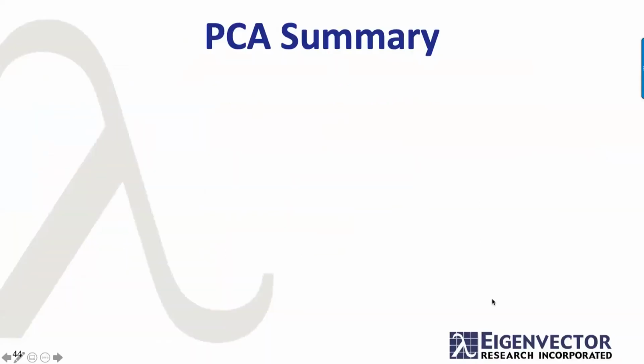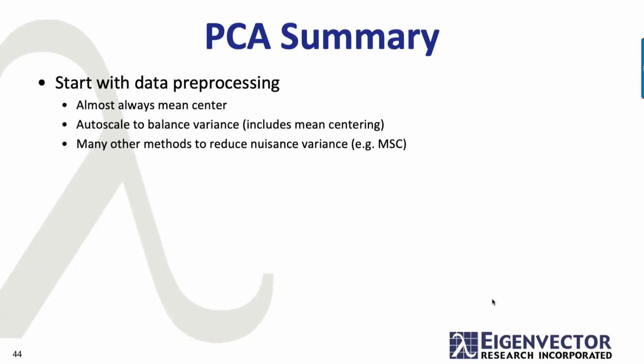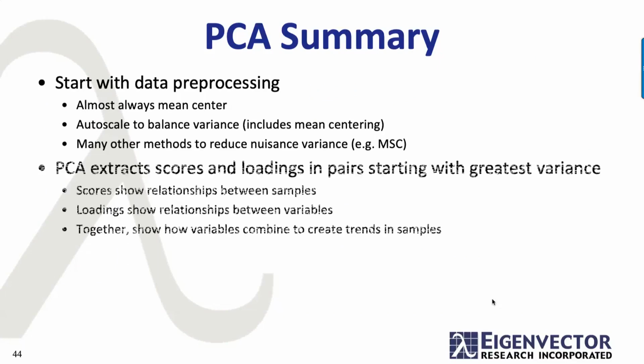Okay, well, let's just summarize PCA. You start PCA with data pre-processing. You almost always mean center. Auto scale to balance the variance. We're not doing that here. There are a lot of other methods available to reduce nuisance variance, like multiplicative scatter correction. I have just a few words to say about those tomorrow.